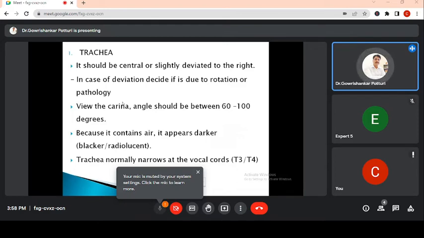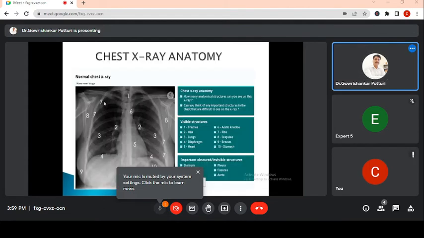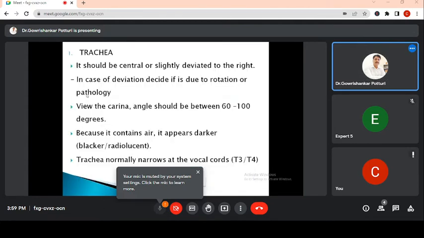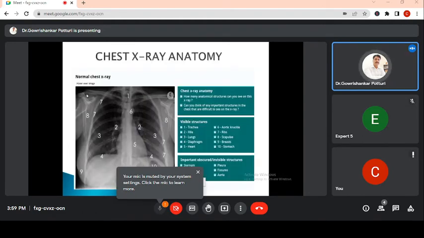View the carina. The angle should be between 60 to 100 degrees. Because the trachea contains air, it appears darker, blacker and radiolucent. The trachea normally narrows at the vocal cords, T3 to T4.